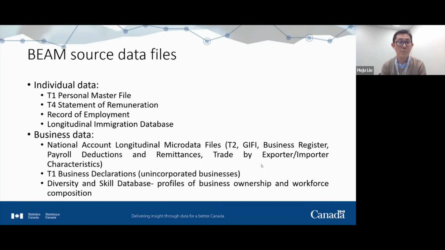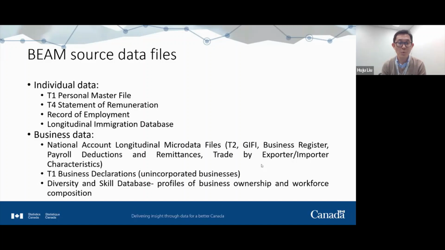We also use the Longitudinal Immigration Database, which gives us rich information on the immigrant category, education level, and source country when they come in. On the business side, one source is the National Accounts Longitudinal Microdata File, NALMF. This file is also derived using a set of other admin data in StatsCan, including T2, the business register, the payroll deductions, the remittances, and there's also import-export data.